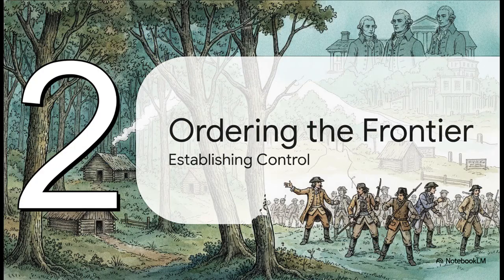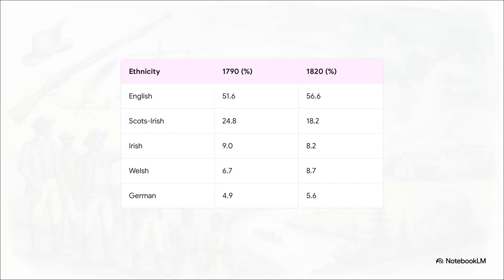Okay, moving on to Section 2. Ordering the frontier and establishing social control. To really grasp this next shift, we have to look at the incredibly chaotic, fast-growing frontier population right after the state was formed. As you can see from this demographic data, early Kentucky was diverse and booming.